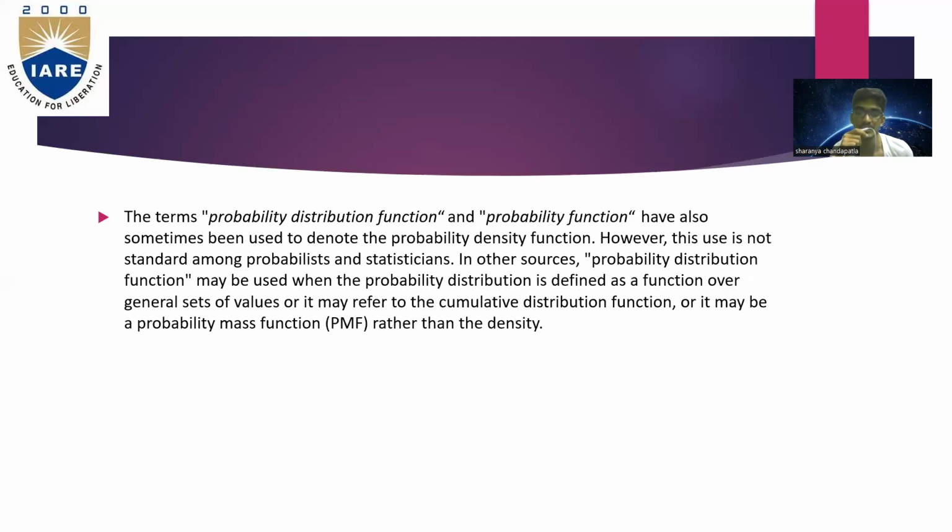The terms probability distribution function and probability function have sometimes been used to denote the probability density function. However, this usage is not standard among probabilists and statisticians. In other sources, probability distribution function may be used when the probability distribution is defined as a function over general sets of values, or it may refer to the cumulative distribution function, or it may be the probability mass function, PMF, rather than the density.